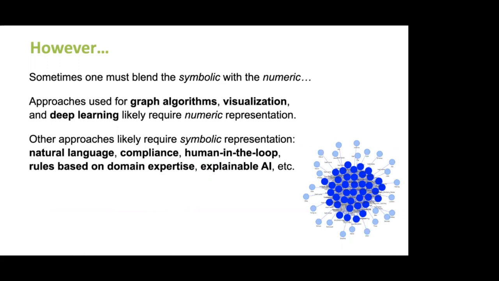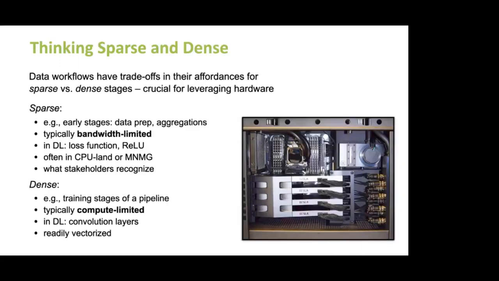So certainly when you're working with natural language, when you're working with compliance audits, any sort of human in the loop, trying to represent domain expertise as rules, when you're working with explainability, different areas of accountability, these all require symbolic representation. So it can't just be numbers stuck in a matrix. So you have to have ways to go back and forth.